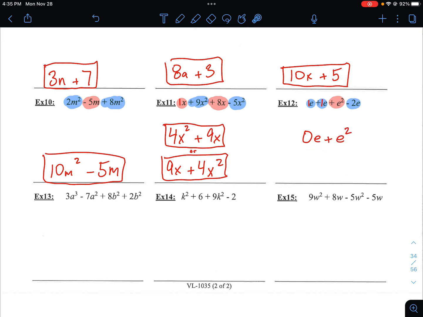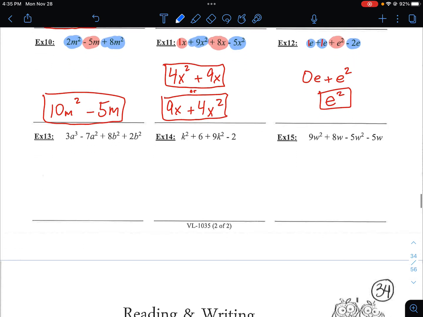So can I simplify this further? 0E plus E squared. What is 0E? Let's say E is an elephant. I have 0 elephants. Can I just not say that I have 0? Can I just say E squared instead of 0E plus E squared? I can. Another way to think about it is what's 0 times E? It's 0. So what's 0 plus E squared? It's just E squared. So I don't really need to write 0E plus E squared. You can just simplify that further to just E squared. Like this 0E is kind of pointless. You don't need to include it. Okay?